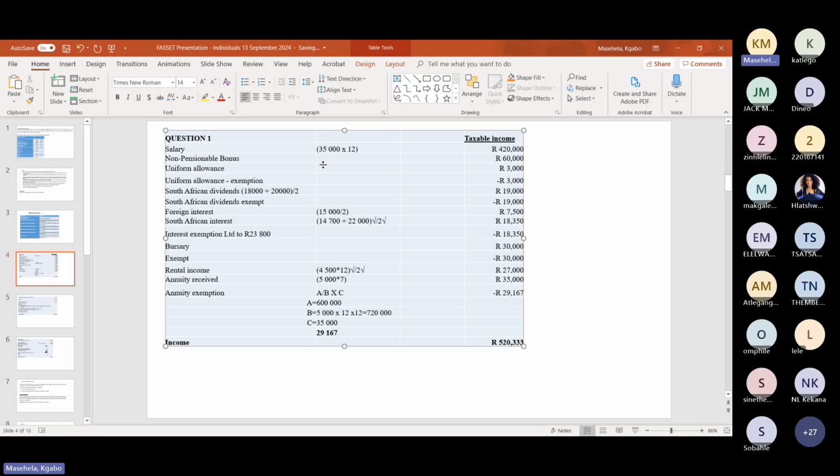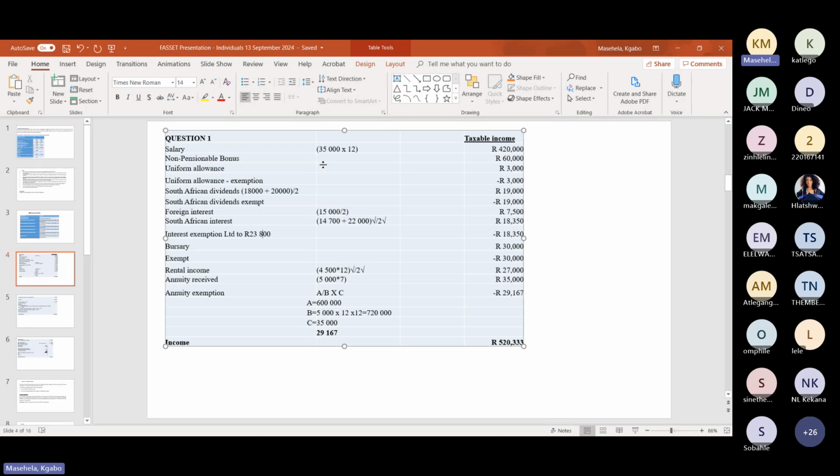That's why I'm saying the age of an individual plays a major role. Not only on the interest, again on the rebates, you will see. Because this particular individual is entitled to primary rebates, and we know that our primary rebate is 17,235, but most of you guys miss it all.